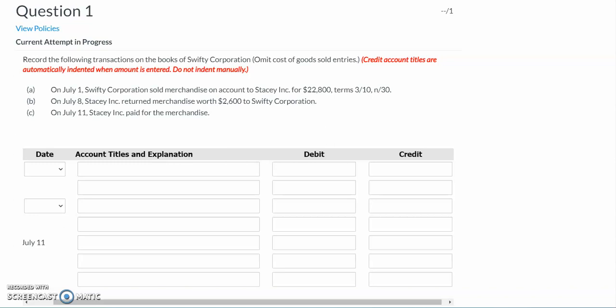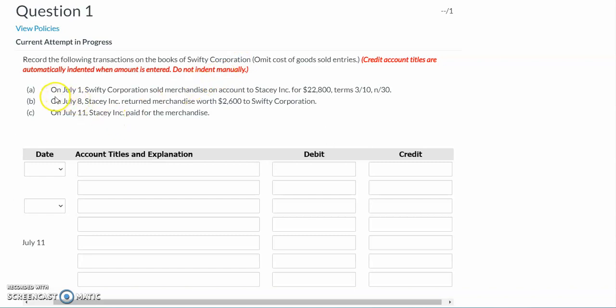In this video, we're going over question 1 in our Chapter 8 end of chapter practice exercises. In this problem, we're going to be recording a few transactions on the books of Swiftly Corporation, and we're going to be omitting the cost of goods sold entries. And actually, for this particular problem, you don't really need to know anything from Chapter 8. You will actually use the information that you learned all the way back in Chapter 5.